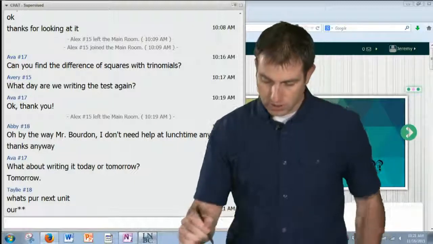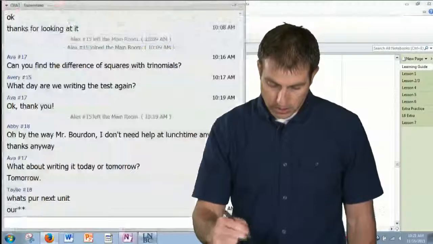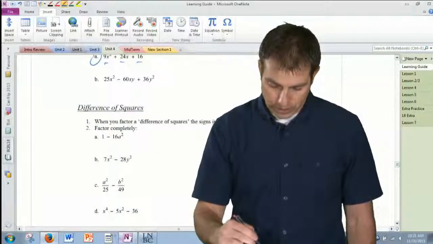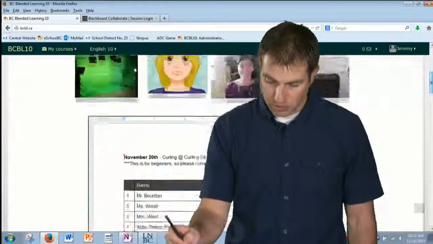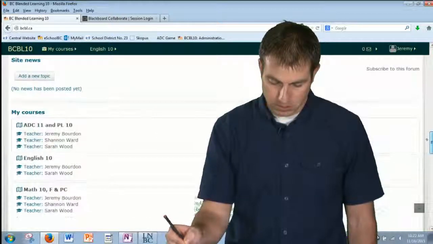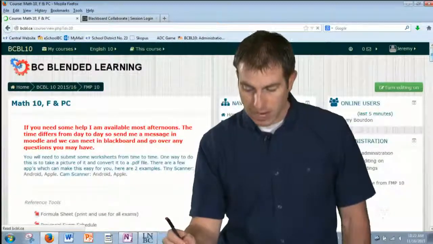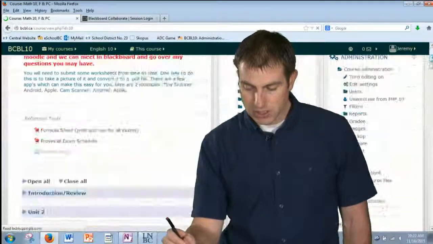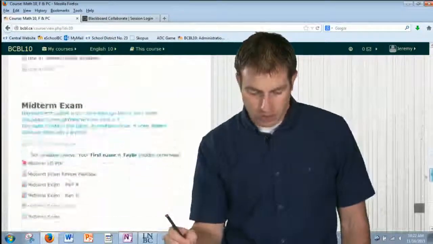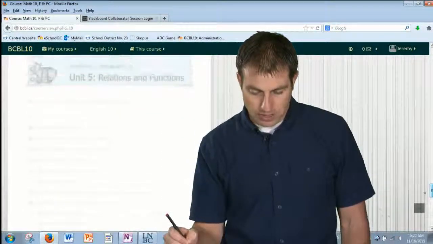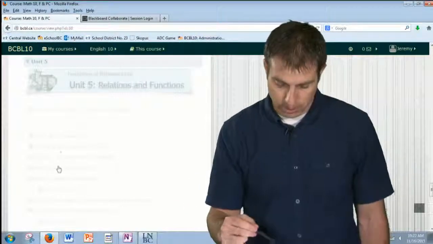Taylor wants to know what the next unit is. I think I actually have it. It'll be kind of hard to see here, if I can get it up, just because it's not open yet, so it'll be kind of blurred out. But the next unit's on functions and graphing. In my opinion, it is easier than the stuff we've been doing. Yeah, you won't be able to see that very well. It's really hard for me to see even.